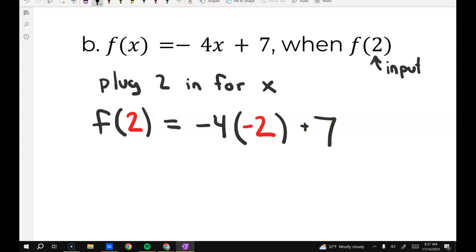And again, after we plug it in, we have to evaluate. That's evaluating the right-hand side. So we can take -4 times 2 and get a -8. Oh, sorry, I said -2, but it's a positive 2. Good catch. Positive 2. So it should be a -8. And then we add 7. It'll be -1 again.